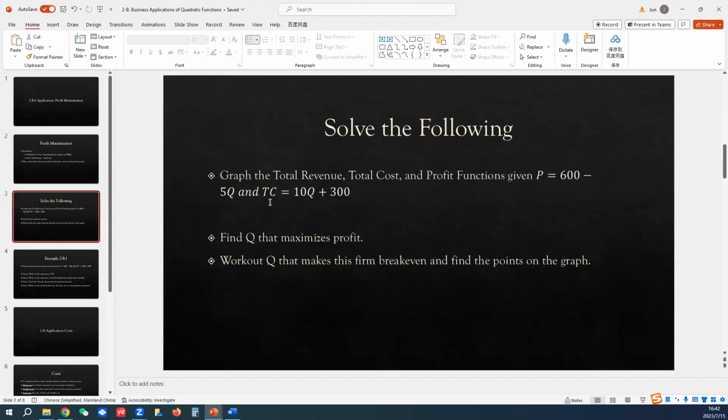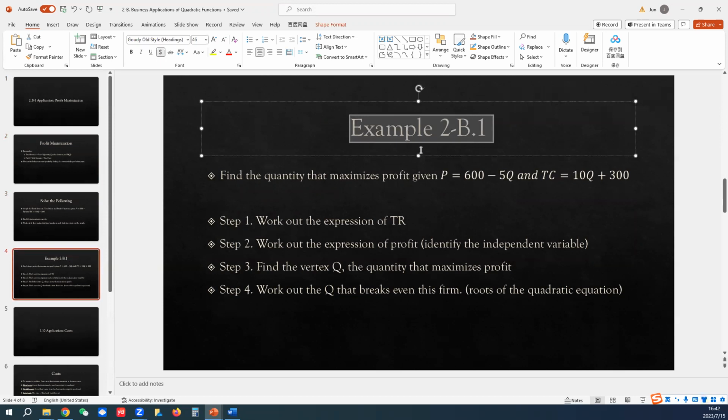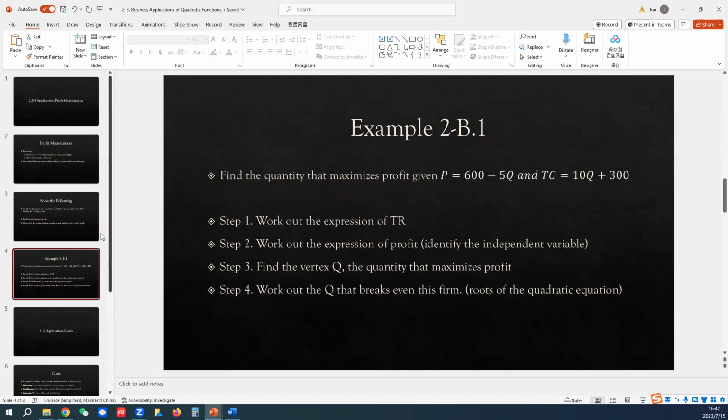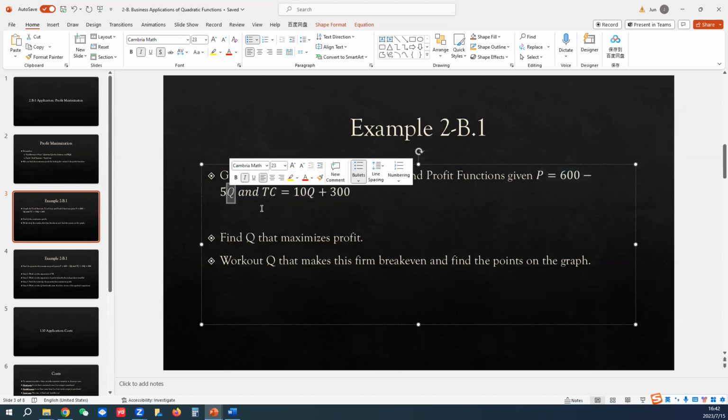Okay, so let's look at this question, which is noted as example 2b.1. Here we were asked to graph the total revenue, total cost, and profit functions given P equals 600 minus 5Q. And it also tells you P is the dependent variable and Q is the independent variable, namely the decision of the firm. And total cost is also dependent on how much you produce. Okay, so find a Q that maximizes profit.